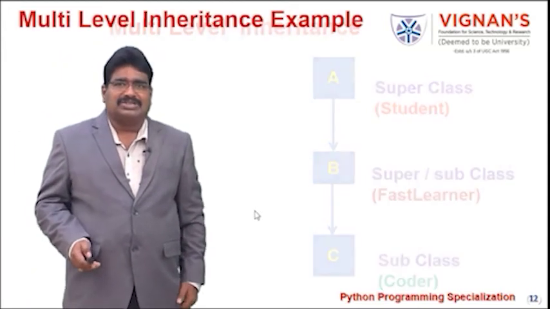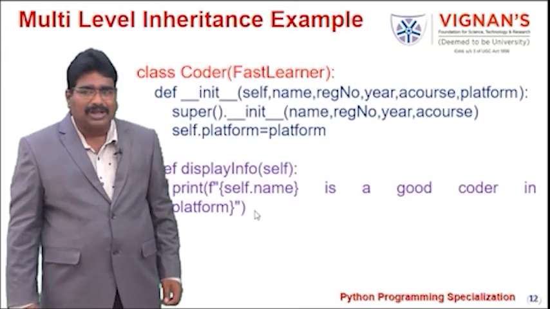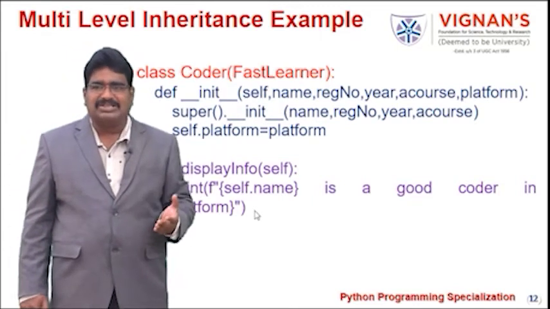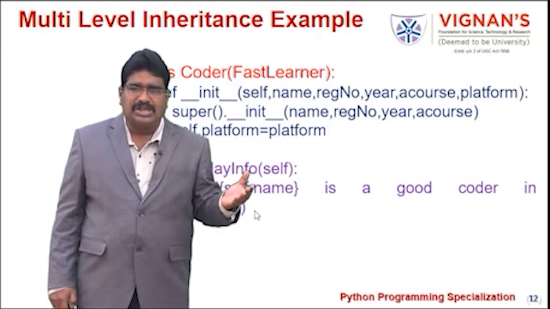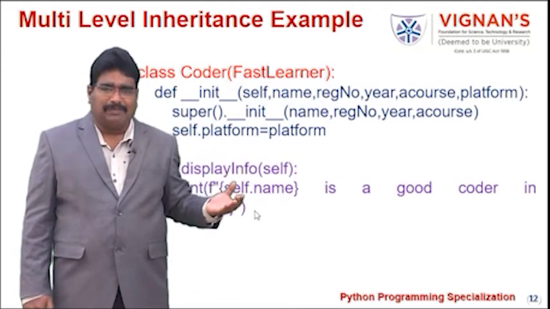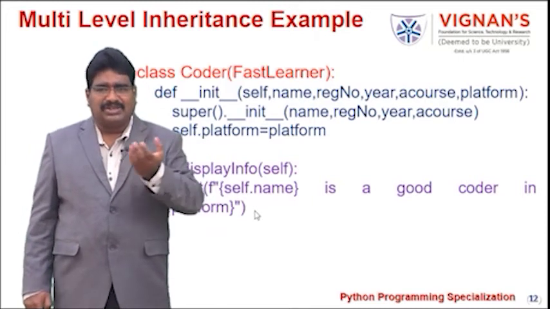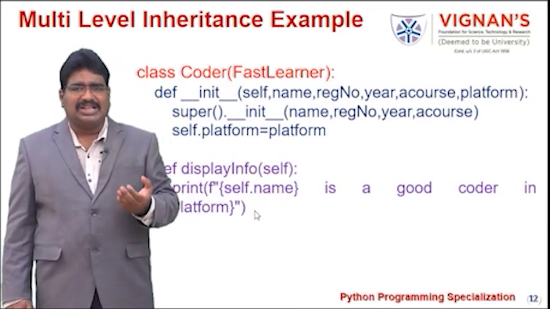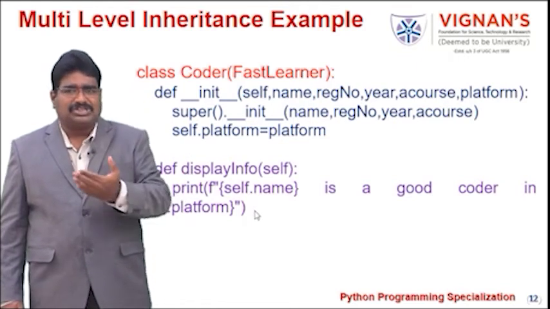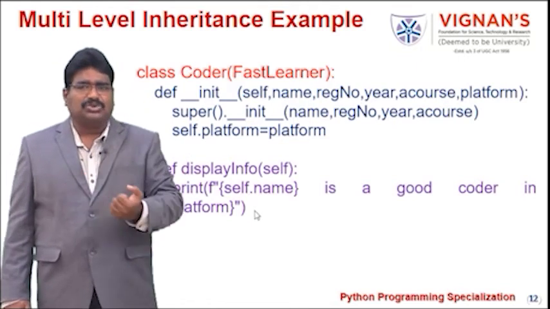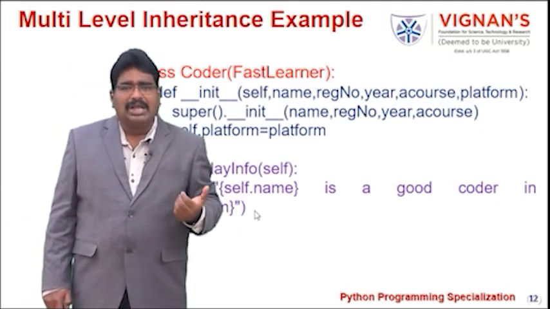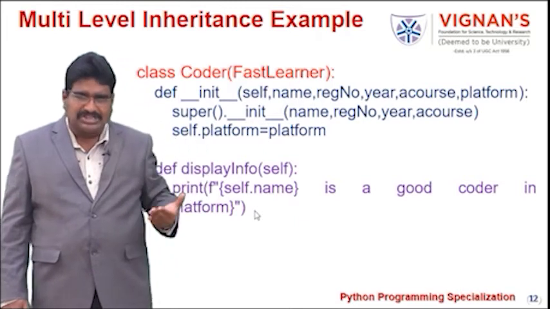So we try to discuss. So here this is the example. In the previous examples we discussed that student is a base class. It consists of the attributes name, register number and year, and a method display name. Based on the student class we define the fast learner. The fast learner consists of the parent attributes, that is name, register number, year. In addition to that, it also consists of an additional course, and it also has one more method, display names.